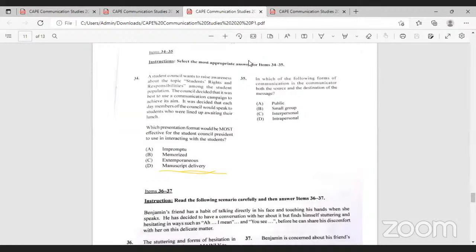Come on, they're speaking to students every day, right? And they want to have an actual conversation with them. So in my mind, this one would be C, extemporaneous. Like you just come up with something on the spot, right? Persons are lined up awaiting their lunch. Anybody agree, disagree? Anybody has any different answers for 34? 34.